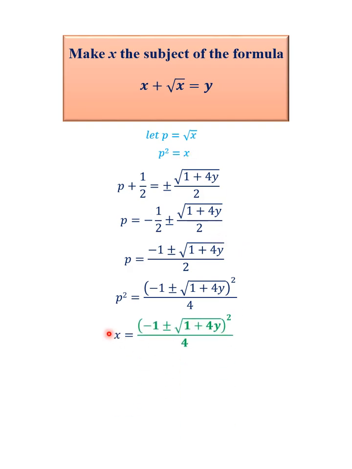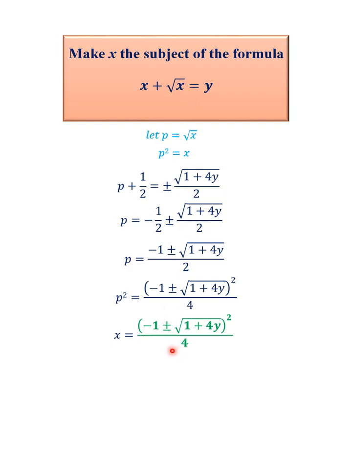Therefore, our x will be equal to (minus 1 plus or minus the square root of 1 plus 4y) all squared divided by 4. Hence, this is the answer to the question. We have successfully made x subject of the formula. This is positive, negative. If you decide to expand the numerator, that is fine, but it's not really an issue here. You can leave your answer like this because we just want to make x subject of the formula and we have done that. So if you want to expand the numerator, it's fine, but I don't think it's necessary. So this answer is definitely the correct answer to this question if we made x subject of the formula.